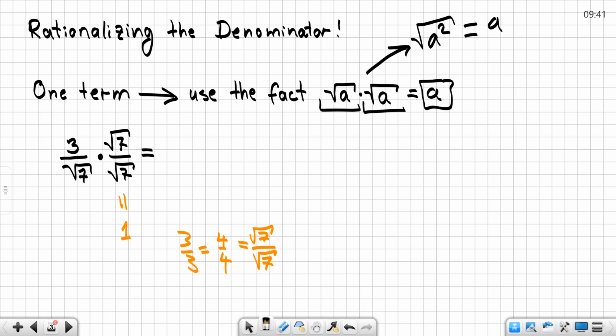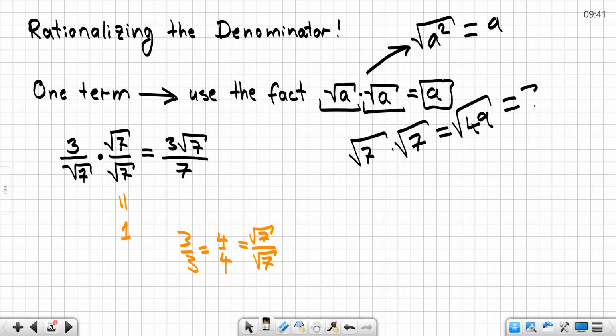And now I just multiply straight across. In the top I get 3 times the square root of 7. And in the bottom I get the square root of 7 times the square root of 7. That will be just 7. The square root of 7 times the square root of 7, that is the square root of 49, which is just 7. And I'm done.